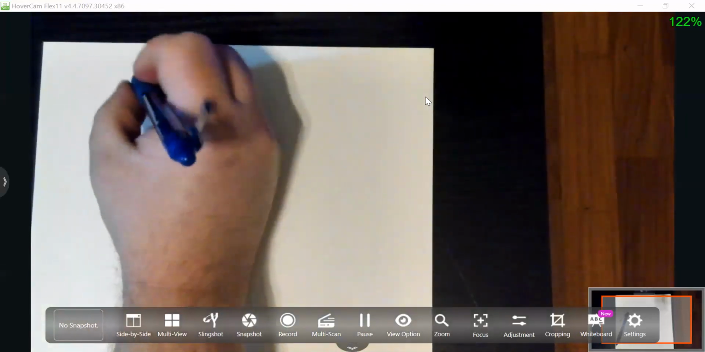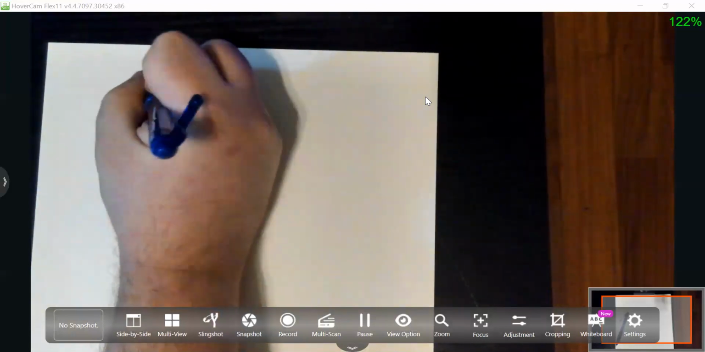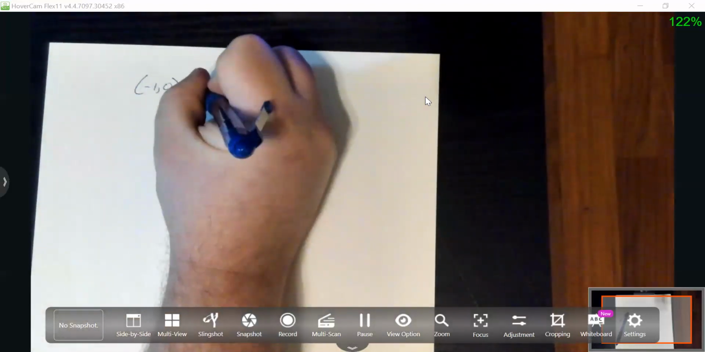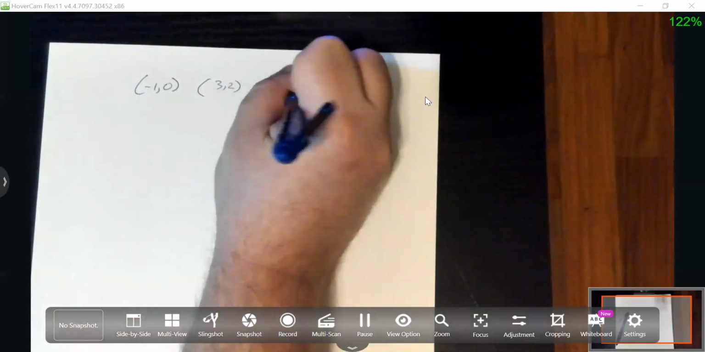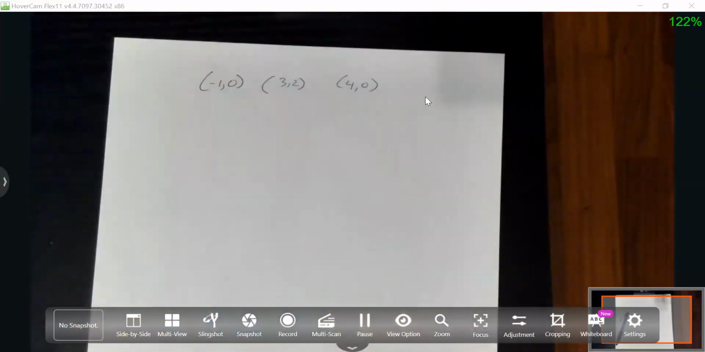So say, for example, we have data points. We know that (-1, 0), we know that (3, 2), and we know that (4, 0) are all on a parabola. We have to find out what the equation of the parabola is that fits all these numbers. Well, that's not so pretty.